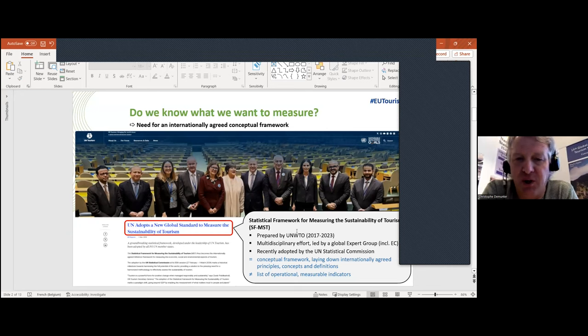Of course, the framework is a conceptual framework. It's laying down general principles, definitions, concepts on how to measure the sustainability of tourism. It's not a list of operational indicators. This will be the next batch of homework for WTO and the countries. But at least, I know that the colleagues at WTO are very happy with this milestone that they achieved, because getting all the noses in the same direction was not an easy task.